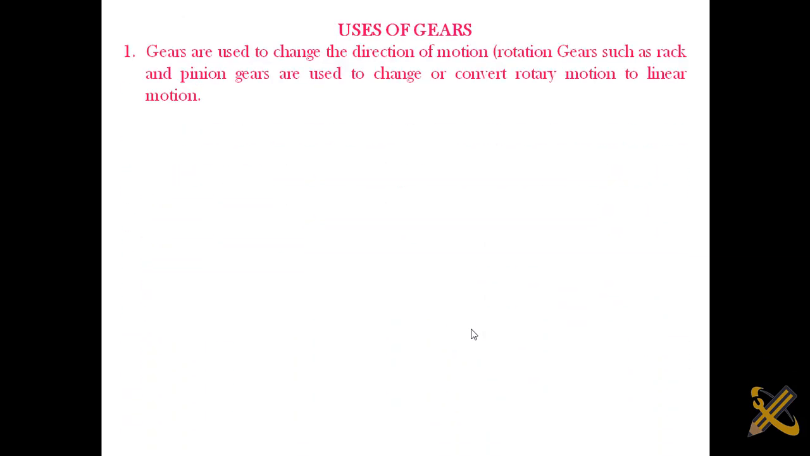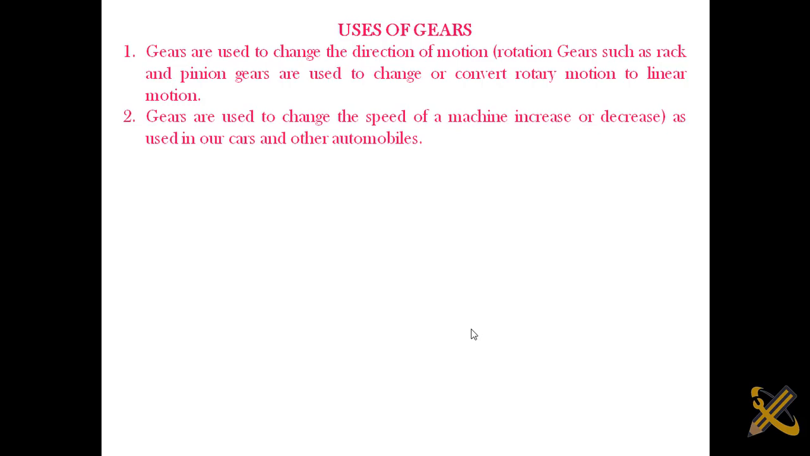All right, so from there we move to uses of gear. Gears are used to change the direction of motion. Rotation gears such as rack and pinion gears are used to convert rotary motion to linear motion. That's just it. So like that rack and pinion, the first one is moving in a rotational manner, while the second one is moving in a linear manner. So that is that about that.